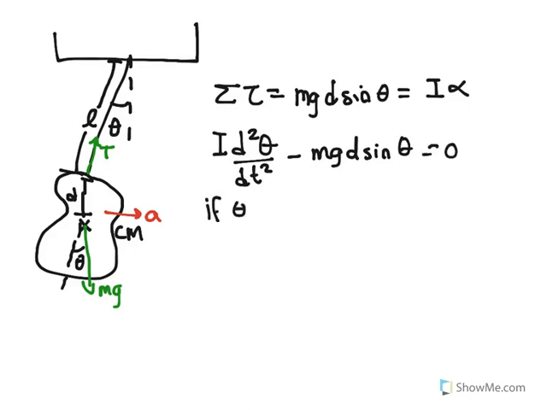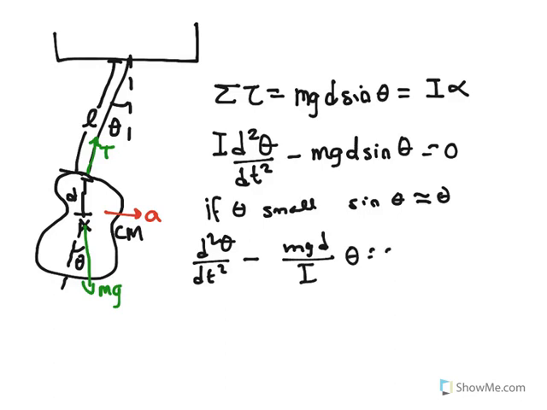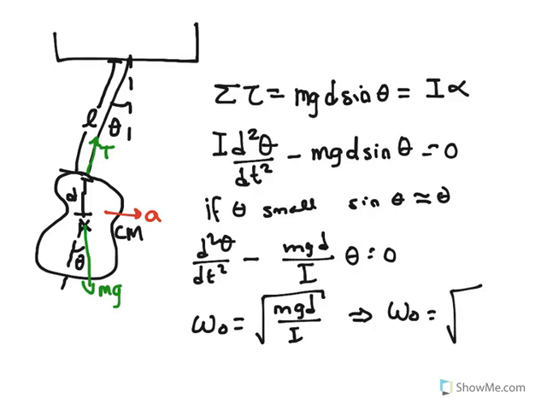Now, if angles are small, then we can do the same thing, that the sine of the angle tends to the angle, such that we have once again the differential equation, the second derivative of theta plus mgd over I theta equals 0, where of course we can obtain that omega 0 is going to be equal to the square root of mgd over I, or we can state it is going to be equal to the square root of the sum of torques over the moment of inertia.